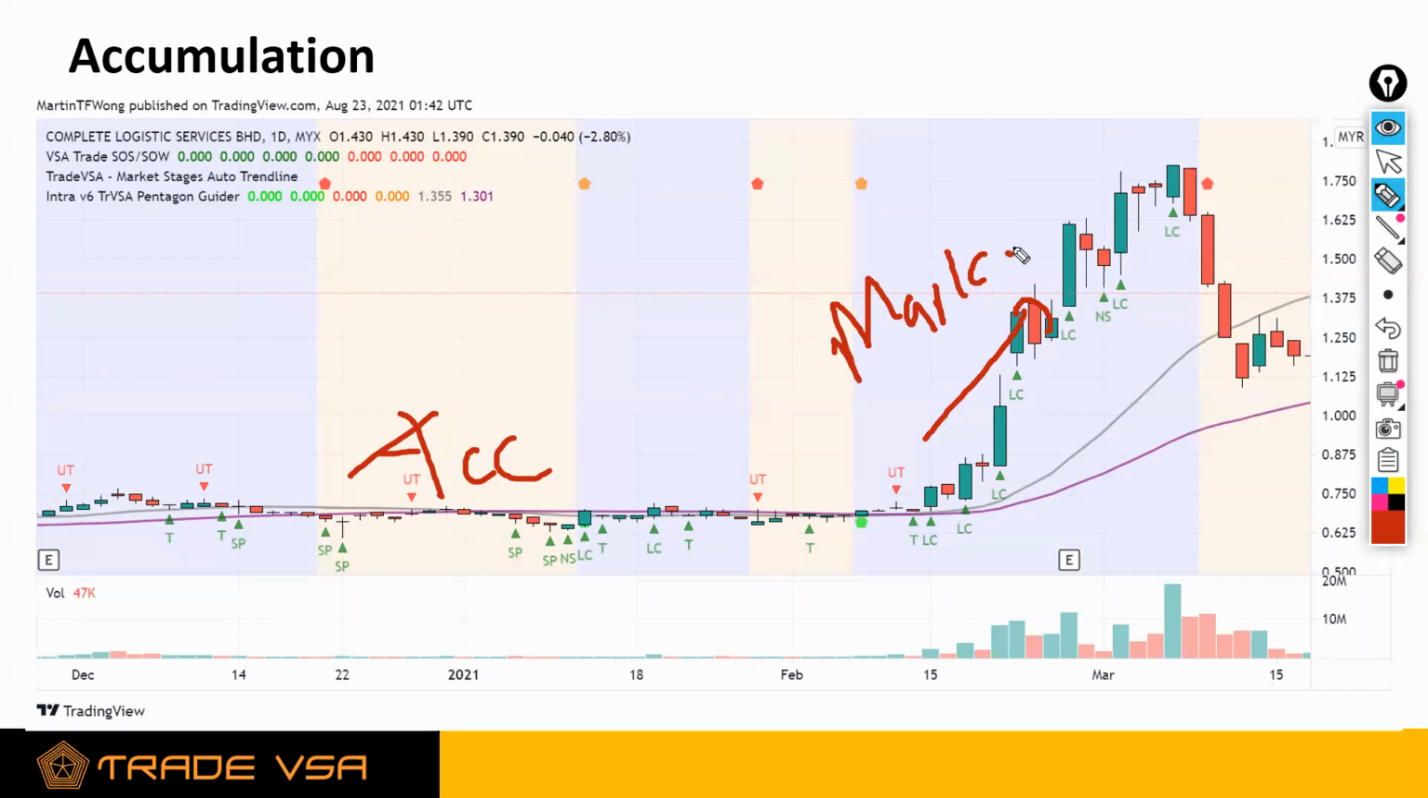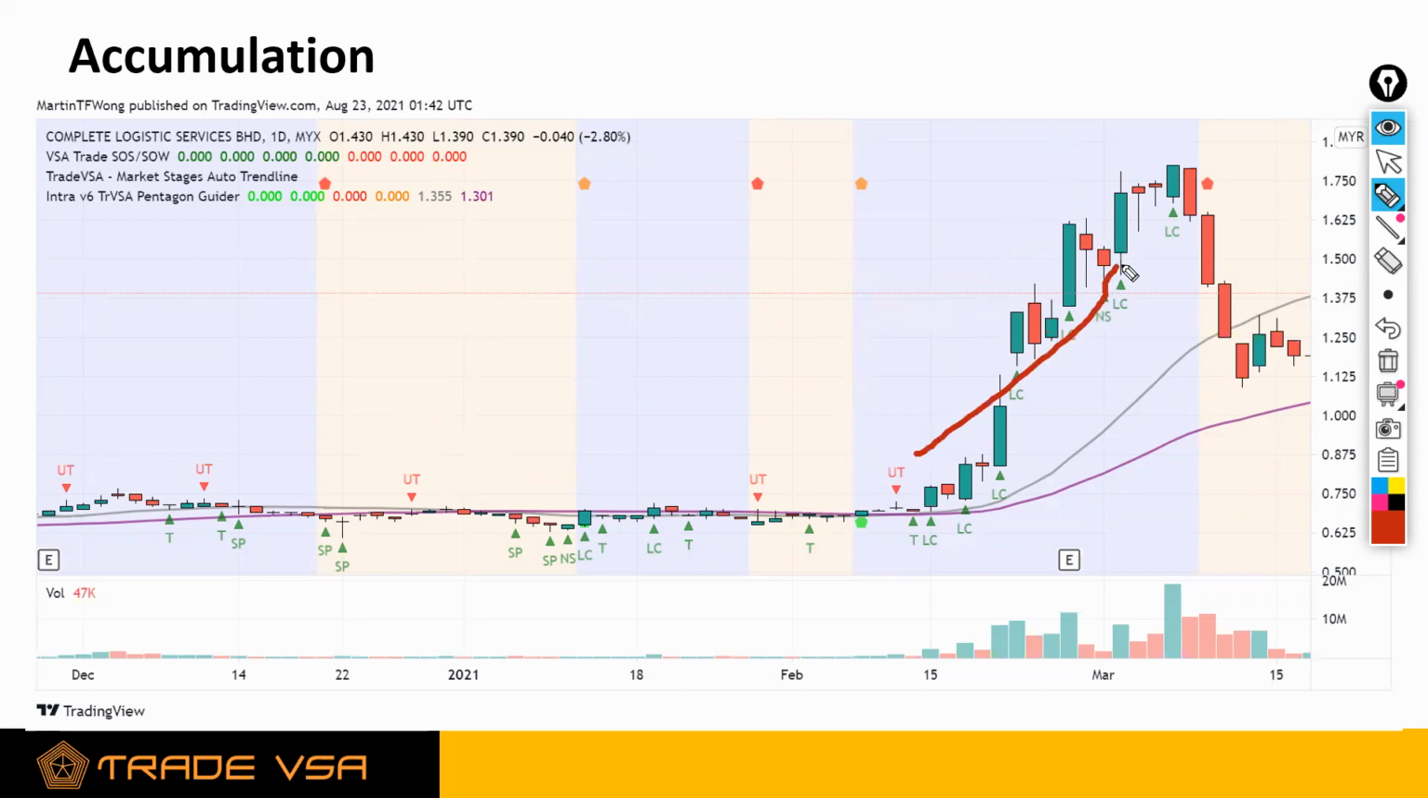Okay, they want to change to markup. So that's what we call the change of trend or change of behavior using LC. Every time they go up, of course, like I said, most of the time I like to look for some healthy pullback. If there's no healthy pullback and the volume is getting higher, usually they'll make a big pullback. But today we're not going to talk about pullback.